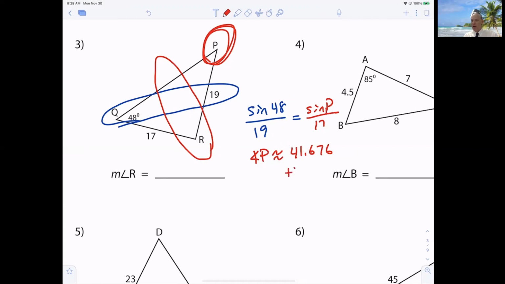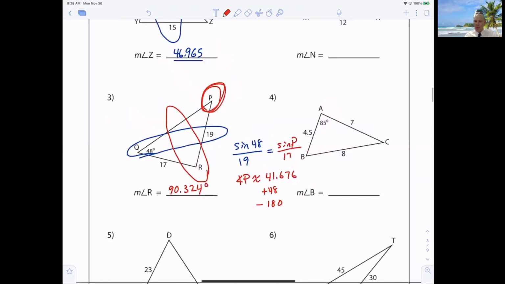Now we just do what? Add 48 and then minus 180. I know that's going to give me a negative answer, but do we care about the negative? No. Think about the math if you're confused. So tell me what the answer is. 90.324, and that's a degree symbol. Don't forget your degree symbols. That's not bad, right? Simple.